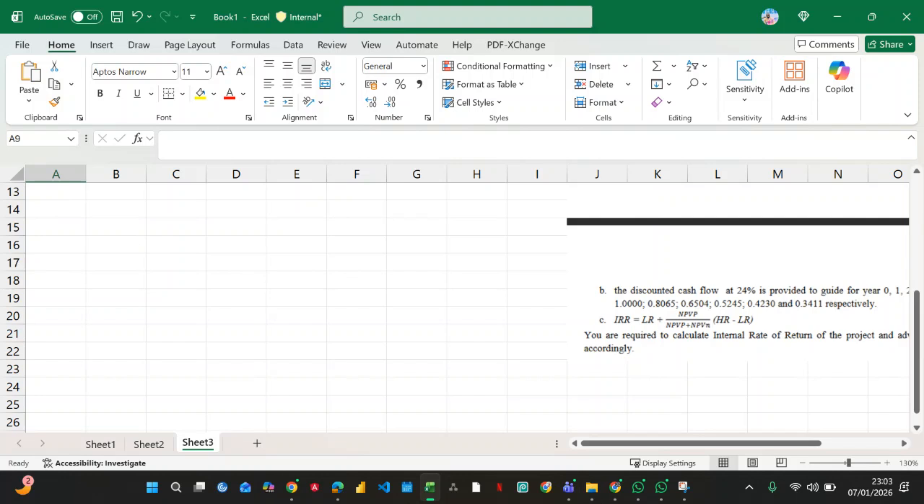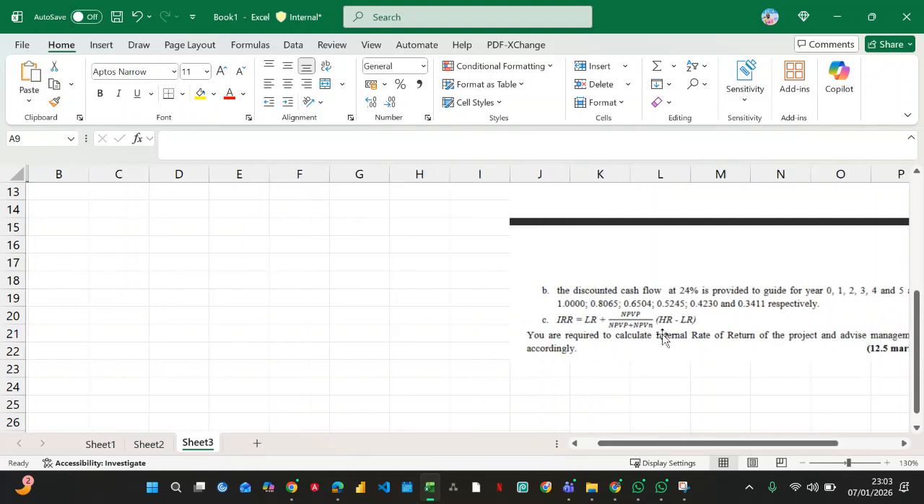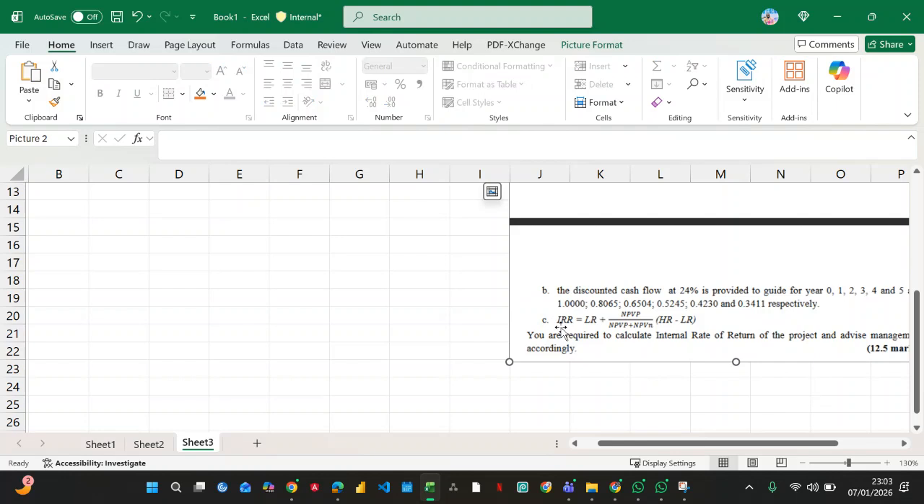We also have the lower rate. This is the lower rate, right? What they ask you to get, the IRR, is what we're talking about. They say you are required to calculate the internal rate of return of the project. That is what you're looking for, and the formula for this is this one. So this LR is the lower rate, which is given to us as 15%. And we have the higher rate, which is this HR, which is 25%. Do you understand?